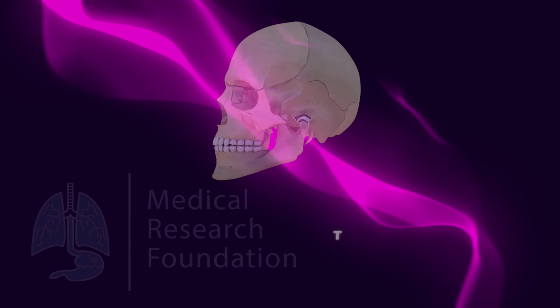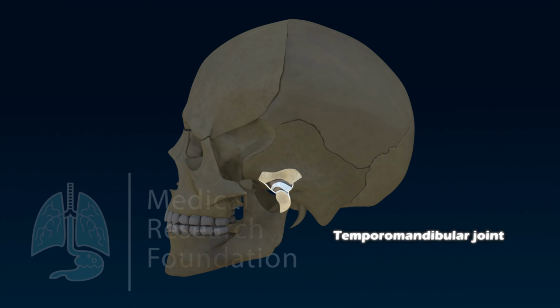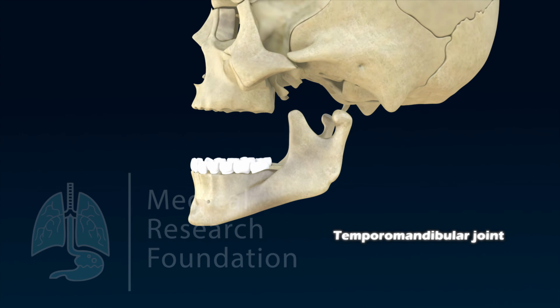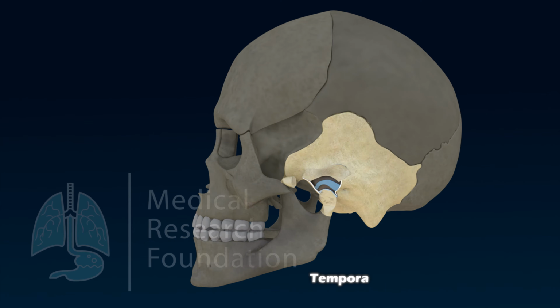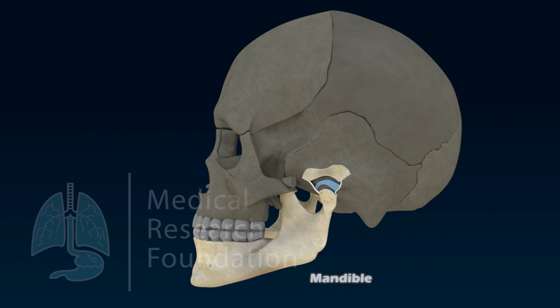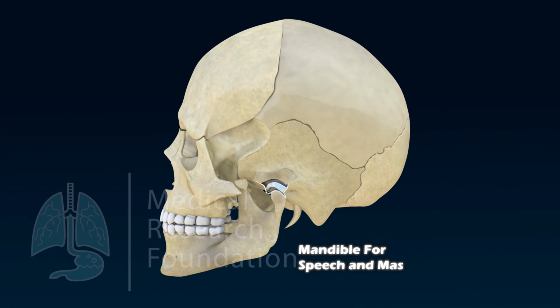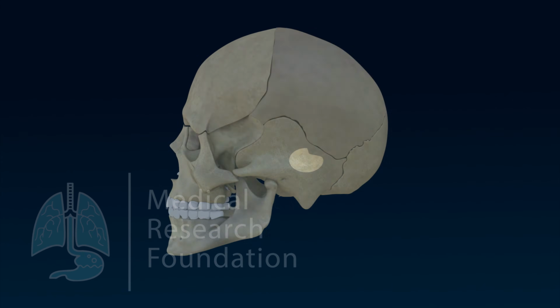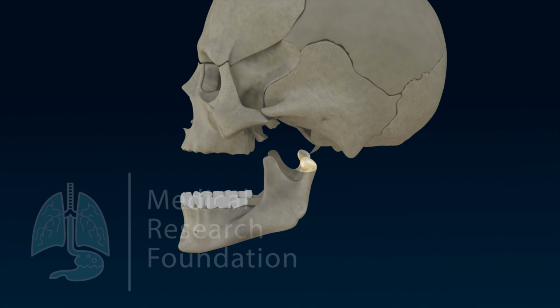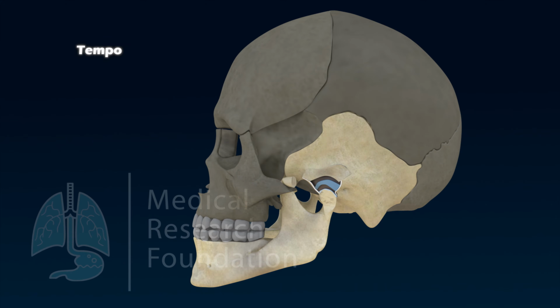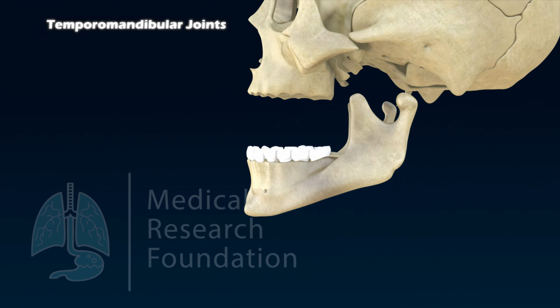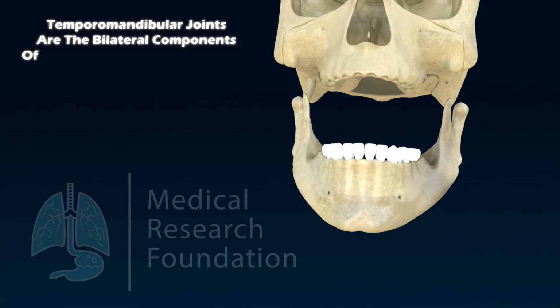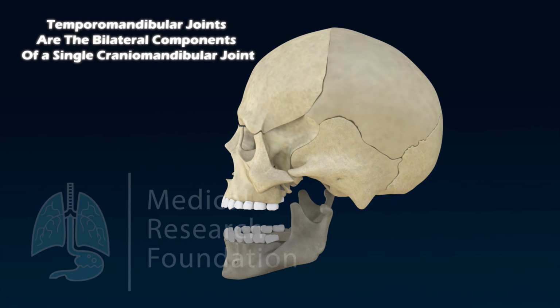Let's dive in. The temporomandibular joint, one on each side of the head, is a joint between temporal bone and mandible that allows the movements of the mandible for speech and mastication. The mandible is a single bone having two heads that articulate on each side with a temporal bone of the cranium. Temporomandibular joints are the bilateral components of a single craniomandibular joint.